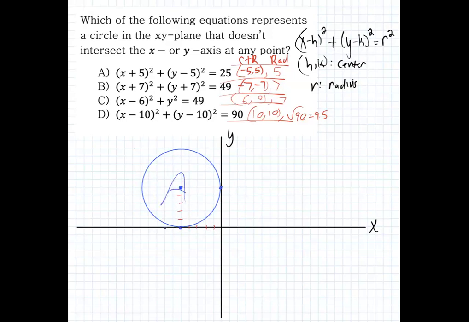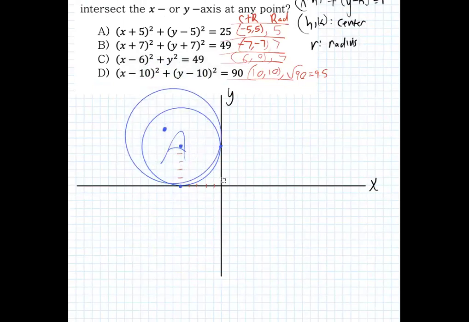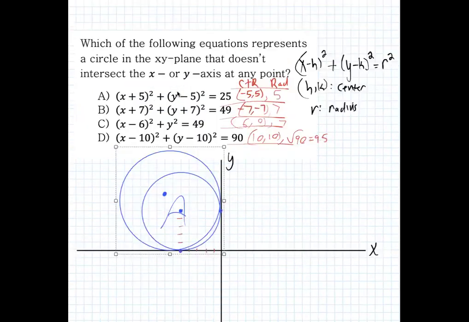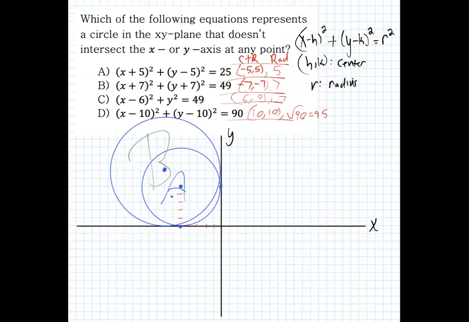On the next one, -7, -7. So the center is there on answer choice B with a radius of 7. So it's centered right there, but it stretches out a little further. And that's answer choice B generally. It's kind of just a bigger version of what we had for A, but it's hitting the X and the Y axes each at one point.